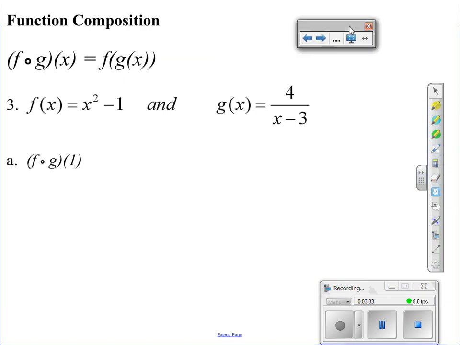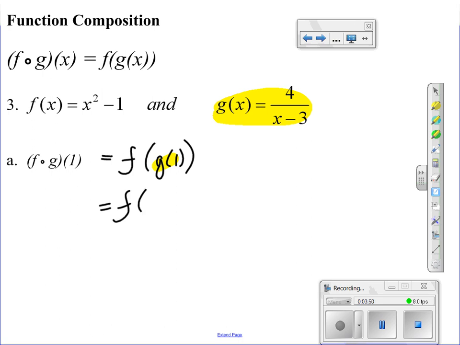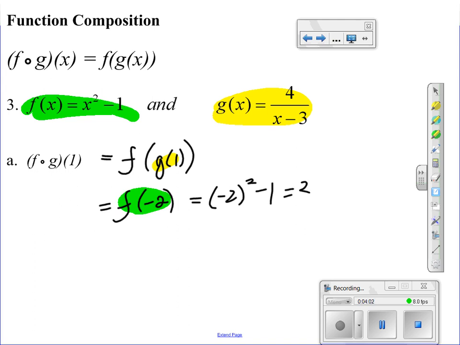You will also have, which is better said, function composition, one function within another. So if we look at question A, what it is asking us is to find the f function after we find the value of the g function at 1. So what we would do is we would plug 1 into the g function, and we would get an answer. 4 over 1 minus 3 is minus 2. And then we would use the f function to find the value at minus 2. So we would replace x with minus 2, and we would get our answer.